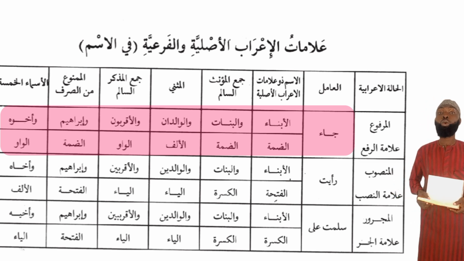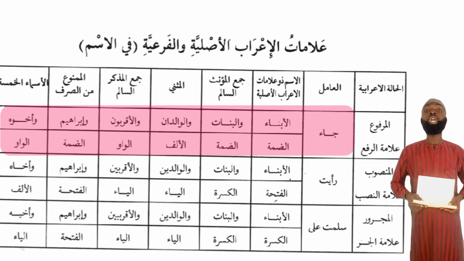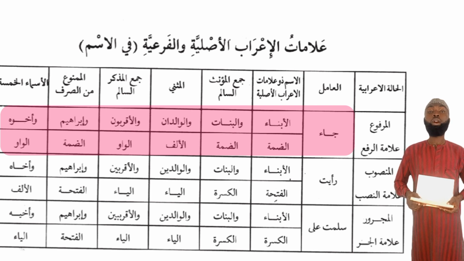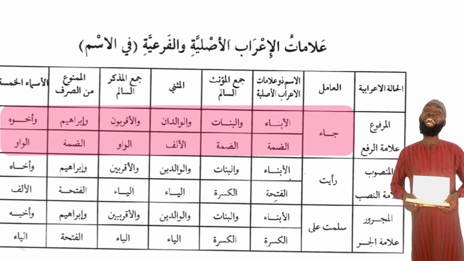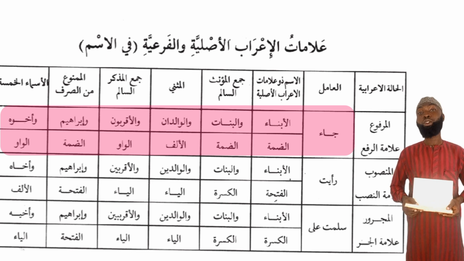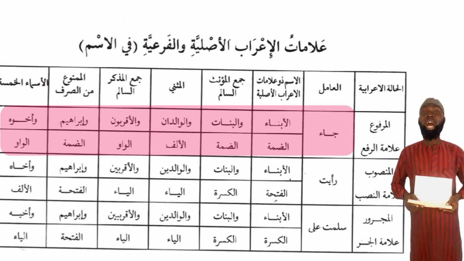Akhuhu. We've said that the word akhu, the word abu, the word hamu, the word fu, the word dhu, all these five words are called the five names, Asma'ul Khamsa, and their signs are different because they carry secondary signs: Wa, Alif, and Ya.